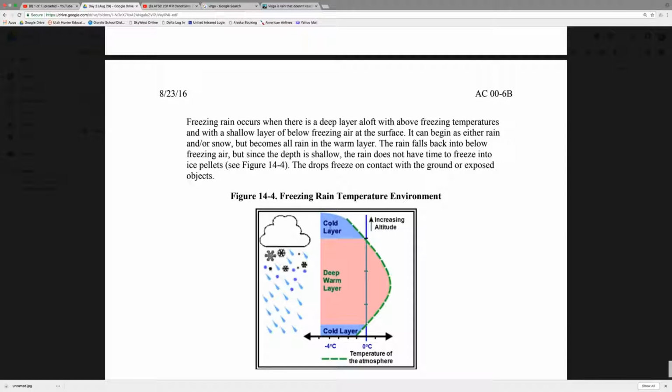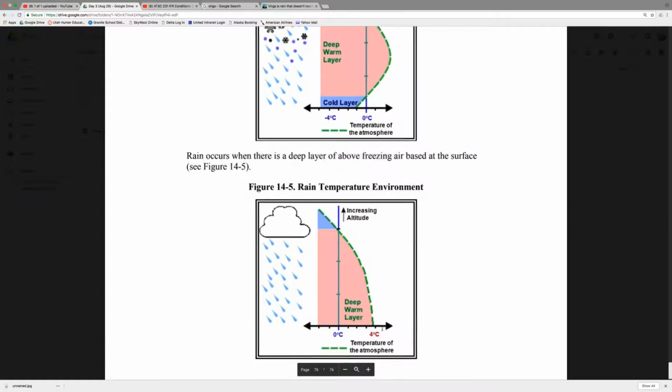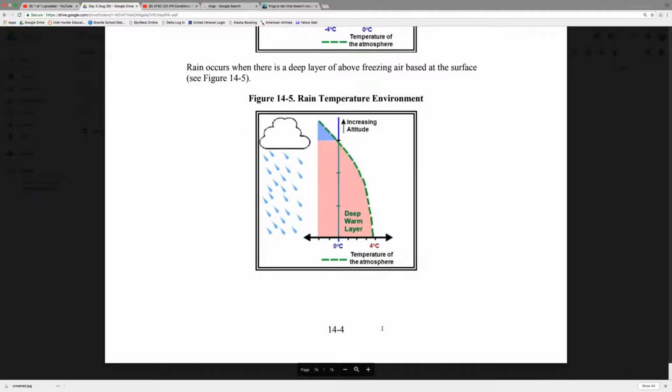Then you have freezing rain, where you have a cold layer up in the cloud, a deep warm layer, and then a cold layer. So it turns from solid back into a liquid state, but it's cold enough that as soon as it hits the ground, it's like a supercooled water droplet. As soon as it hits the ground, it freezes instantly and turns back into a solid. Then you've got rain: just a deep warm layer all the way down to the ground.